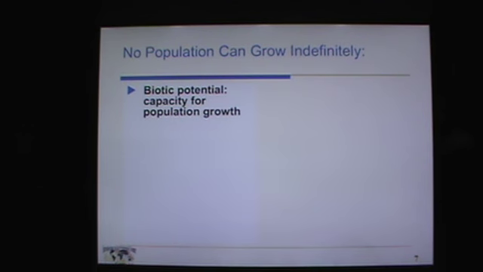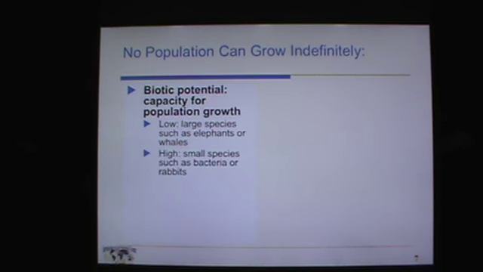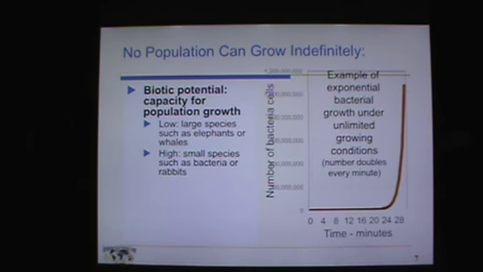Populations cannot grow indefinitely. Biotic potential, the capacity for population growth, is low in certain species. Think of species that grow slowly, like whales and elephants. It's pretty high in species such as bacteria or rabbits. For example, this is an example of exponential bacteria growth under unlimited conditions. In other words, the bacteria have exactly what they need, perfect temperature, perfect amount of nutrients. This is in minutes, starting from 0 with one bacterium up to 30 minutes.